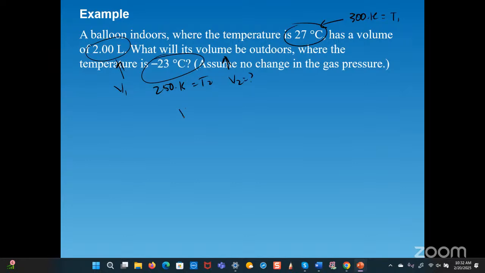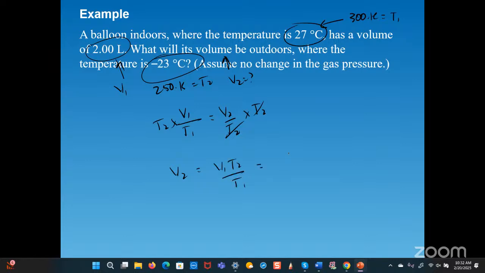Right? So remember we said V1 over T1 is equal to V2 over T2. So we need to isolate V2 by itself on this side. I would do that by multiplying both sides by T2. So therefore, these two will cancel out. So you're going to end up with V2 is equal to V1 T2 over T1.